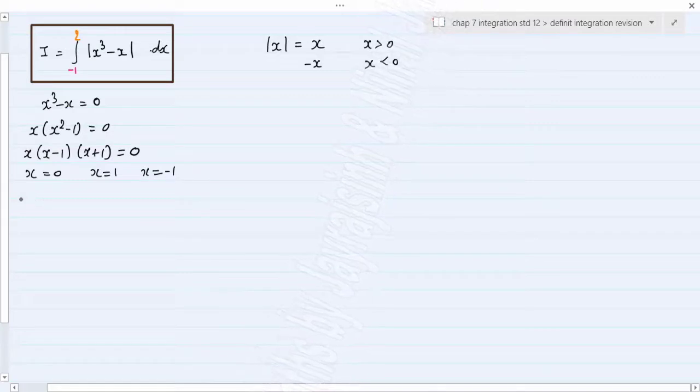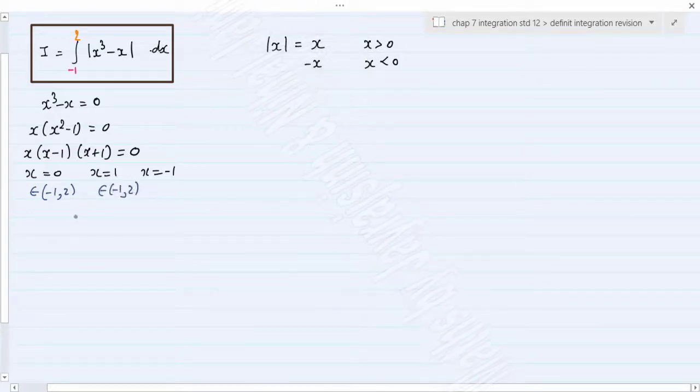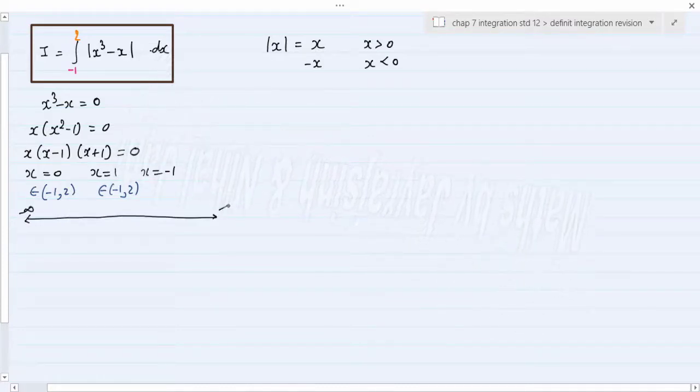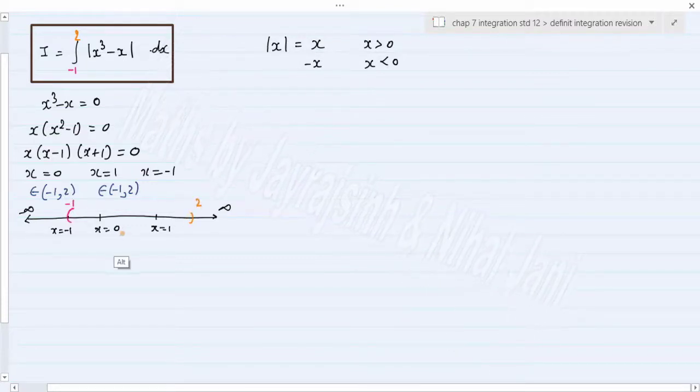X equal to 0 belongs to minus 1 to 2, and x equal to 1 also belongs to minus 1 to 2. Let's draw a number line from minus infinity to plus infinity and plot the points: x equal to 0, x is equal to 1, and x is equal to minus 1. Our limit is from minus 1 to 2. So as you can see, x equal to 0 and 1 both belong to our interval.